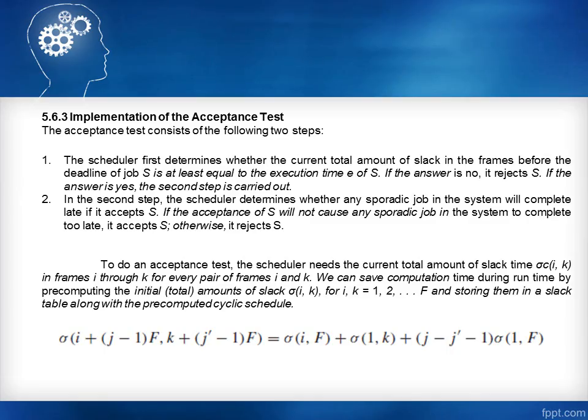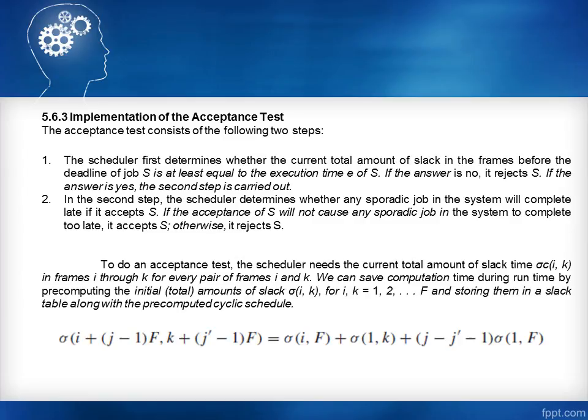Implementation of the acceptance test. The acceptance test consists of the following two steps. The first one: the scheduler first determines whether the current total amount of slack in the frames before the deadline of job S is at least equal to the execution time E of S. If the answer is no, it rejects S. If the answer is yes, the second step is carried out.